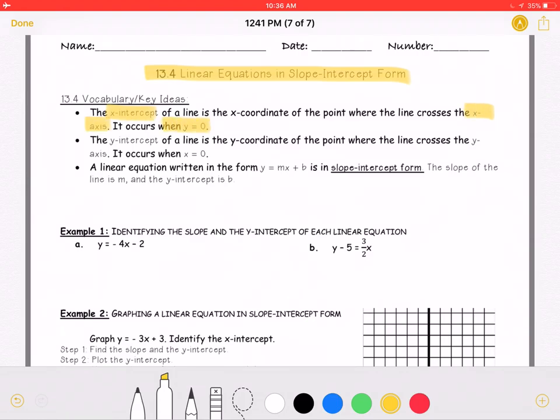Now the y-intercept is basically the opposite. It's where it crosses the y-axis, and it occurs when x equals 0.